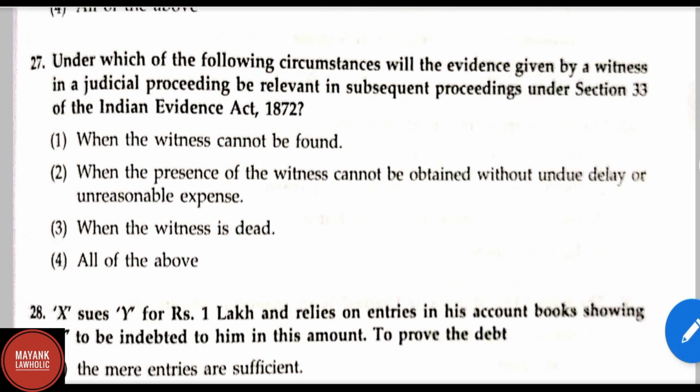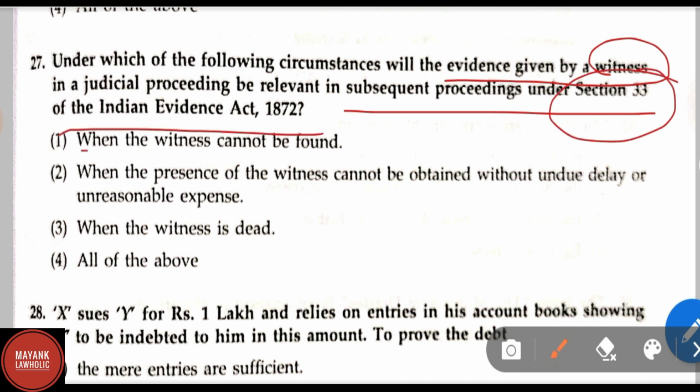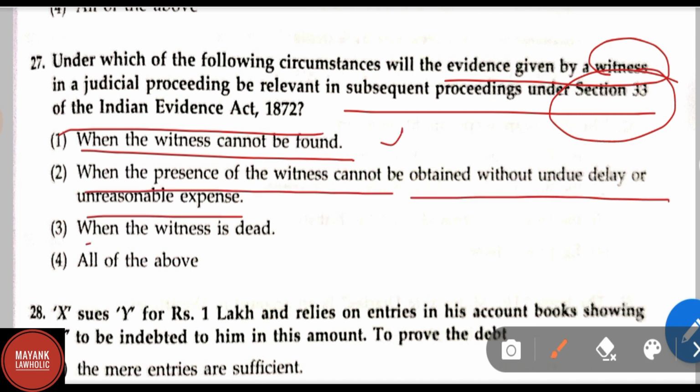Now let us see the question number 27. Under which of the following circumstances will the evidence given by a witness in a judicial proceeding be relevant in subsequent proceeding under section 33 of the Indian Evidence Act 1872? Option 1, when the witness cannot be found. Option 2, when the presence of the witness cannot be obtained without undue delay or reasonable expense. And option 3, when the witness is dead. Option 4, all of the above. Here the correct answer is 4, all of the above.